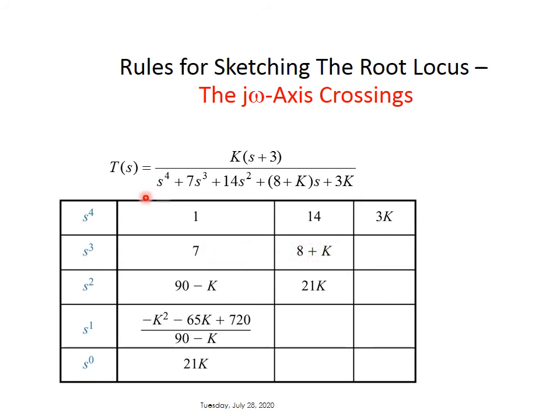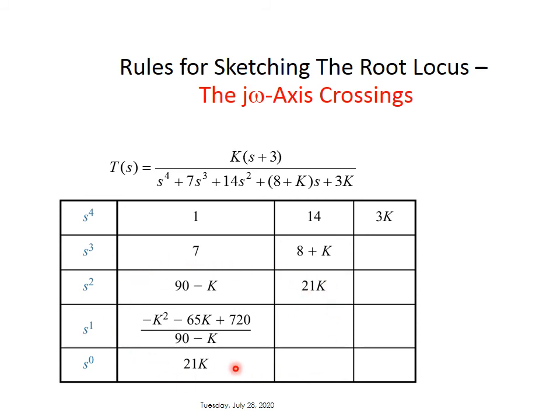So we see here, s to the power 4, we got 1, s to the power 3, we got 7, s to the power 2, we got a coefficient of 14, s, we got the coefficient of 8 plus k, and for s to the power 0, we got 3k. So these are the coefficients of the polynomial of the characteristic equation, right? What you do next is fill in the table of your Routh-Hurwitz criteria. I'll let you revise how to fill it in, but at the end, you'll get these values in the table.